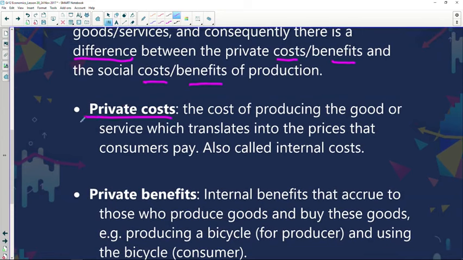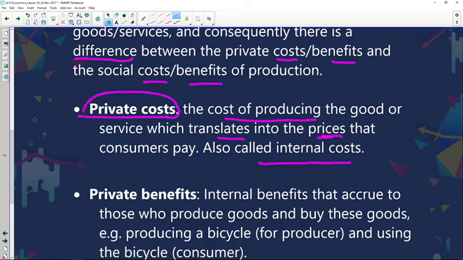Starting off with private costs. So what are private costs? Private cost is the cost of producing the good or service, which translates into the price that the consumers pay, also called internal costs. Okay, so here we are looking at the cost of producing a good or a service, which will then translate into the prices that consumers pay. So we call those private costs.